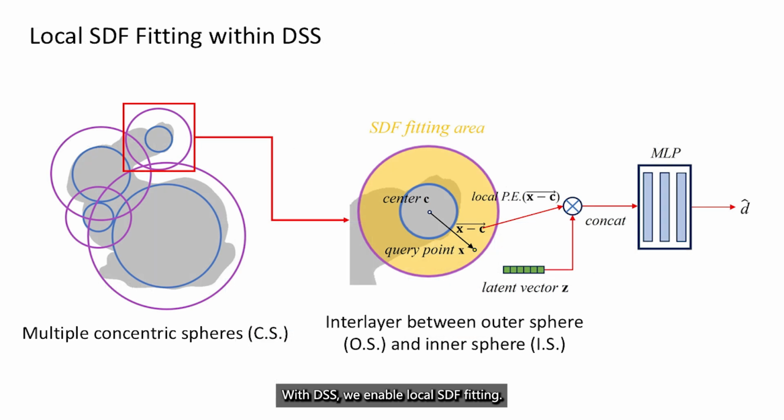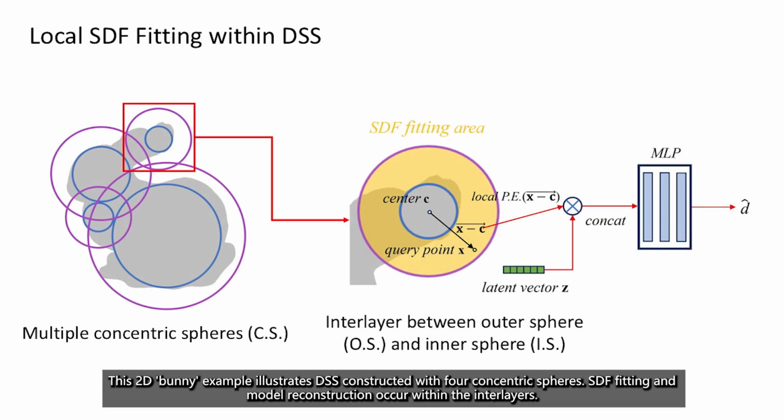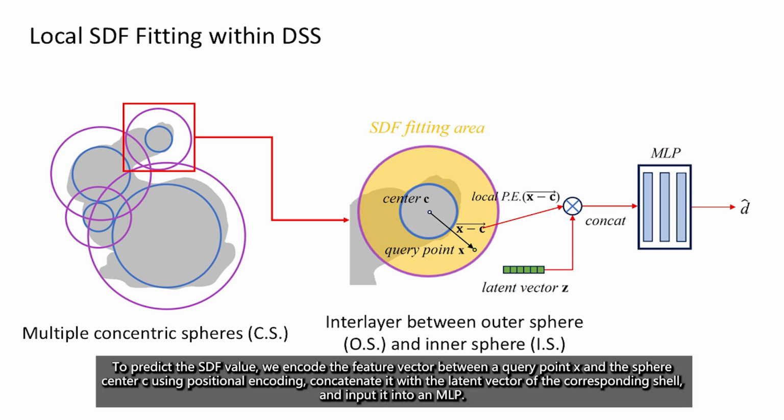With DSS, we enable local SDF fitting. This 2D bunny example illustrates DSS constructed with 4 concentric spheres. SDF fitting and model reconstruction occur within the interlayers. To predict the SDF value, we encode the feature vector between a query point X and the sphere center C using positional encoding, concatenate it with the latent vector of the corresponding shell, and input it into an MLP.